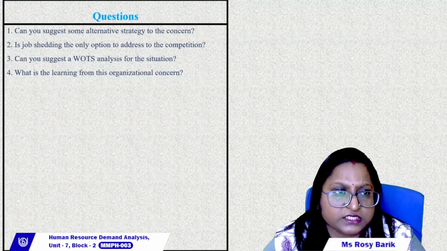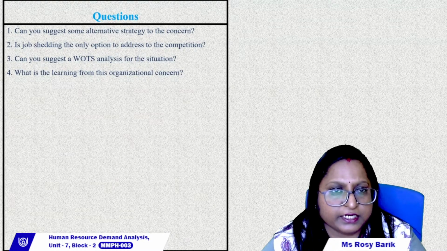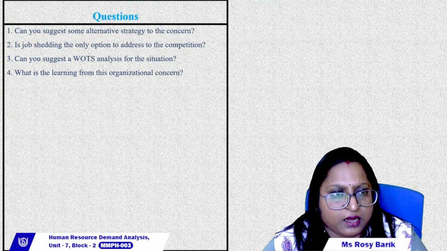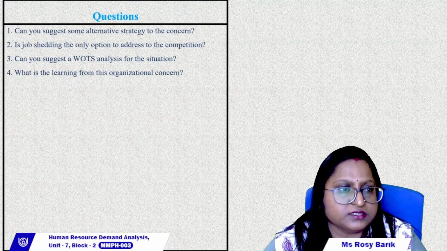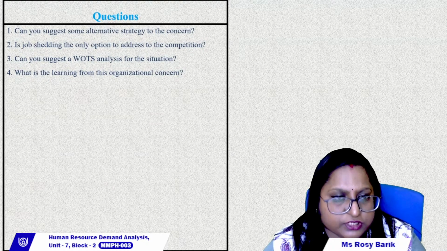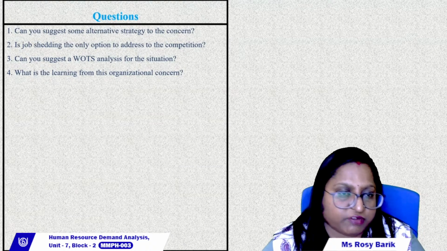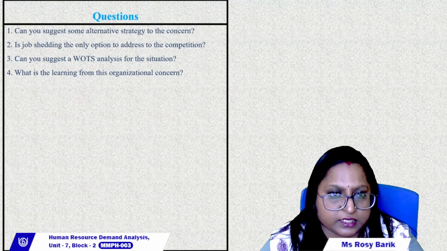So, based on the case study, we have four questions. Can you suggest some alternative strategy to the concern? Is job shedding the only option to address the competition? Can you suggest a SWOT analysis of the situation? That means we have to find out the strength, weakness, opportunity, and threat of the organization. What is the learning from the organizational culture?